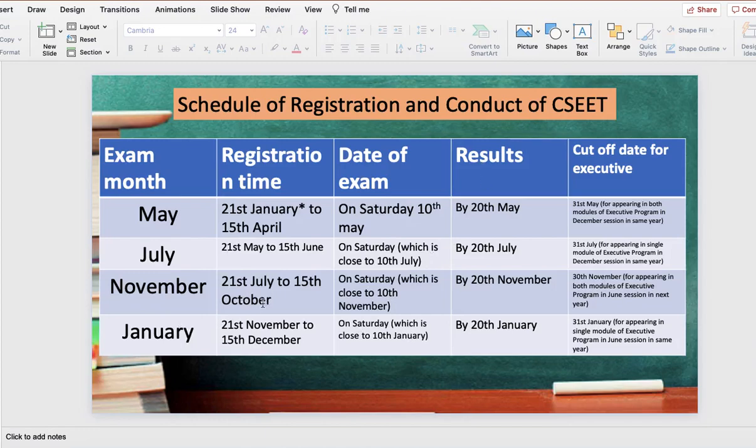And because of COVID-19, some dates have been changed. Please call our counselor, who will help you with that.